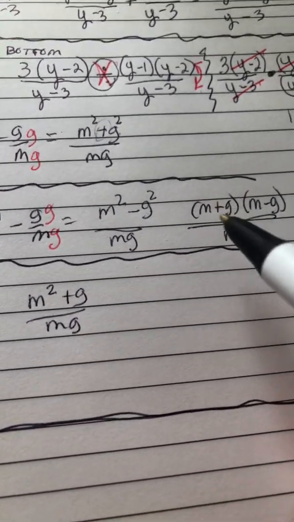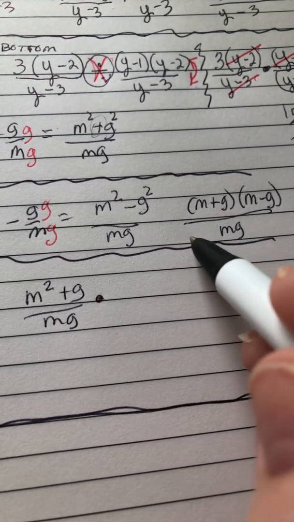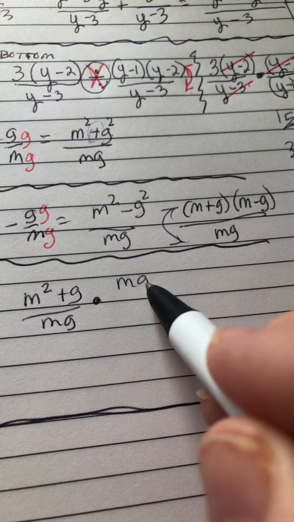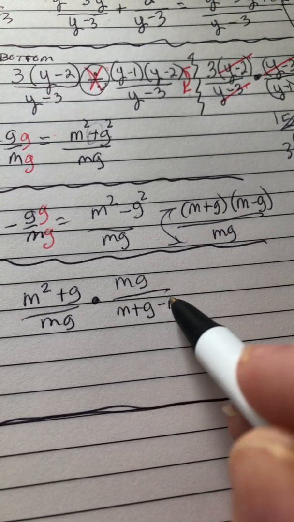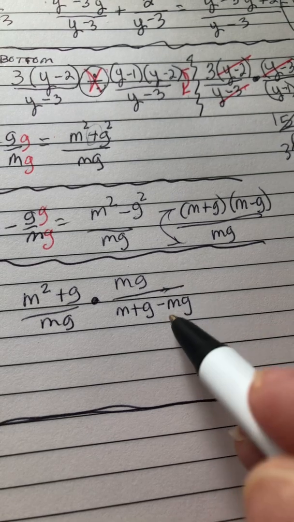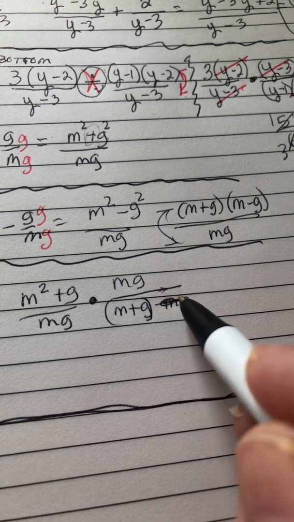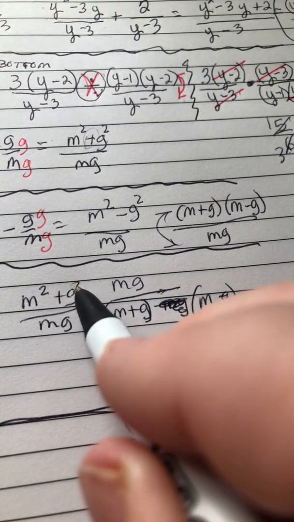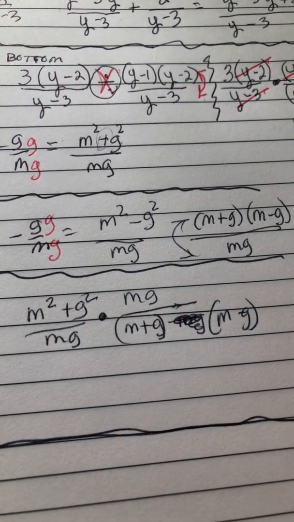And again, because we're doing division, we want to turn it into multiplication. So I'm going to multiply by the reciprocal, the flip of this. So I'll put mg on top, m plus g, m minus g on the bottom. And I just noticed I'm not writing things correctly. There we go. This one, I forgot my squared when I brought it down. Got to be careful of those details. They get us every time.